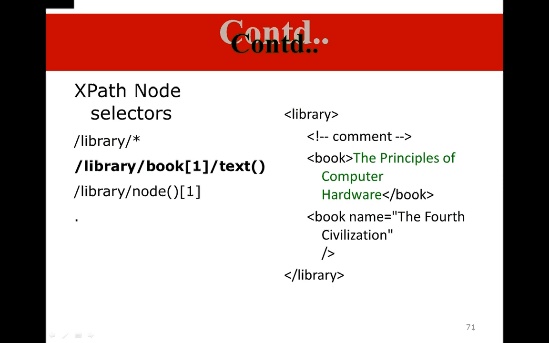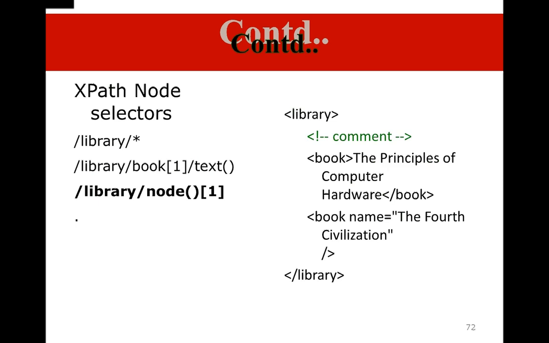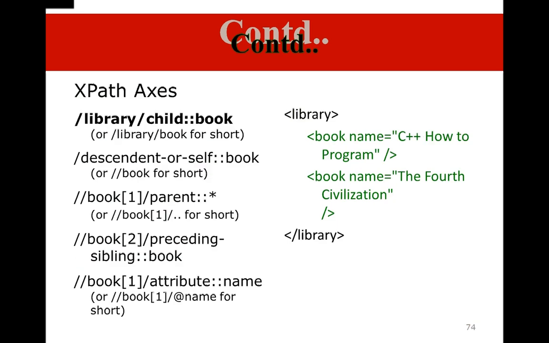And the next expression is /library/node()[1]. It will select the first occurrence of the first node. Here we have a comment node first, that will be highlighted. And then star represents the current node. We know that the current node can be represented with a dot. And /library/child::book.